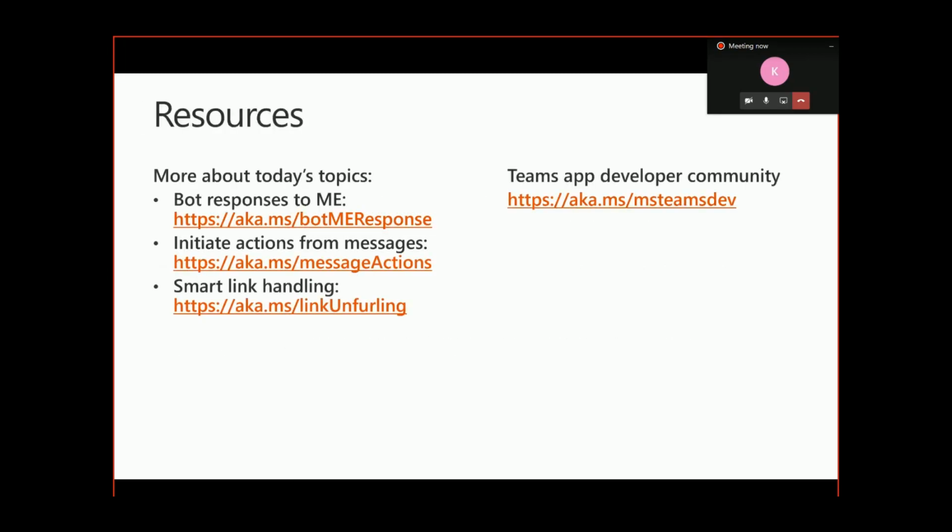With that, I'll open it up for questions. For everything else, for anything I talked about today, we have developer preview documentation out already. So for the live card responses or bot responses, we have this first one, then we have initiate action from message, and link unfurling or smart link handling. All of them are present in our dev preview documentation today.